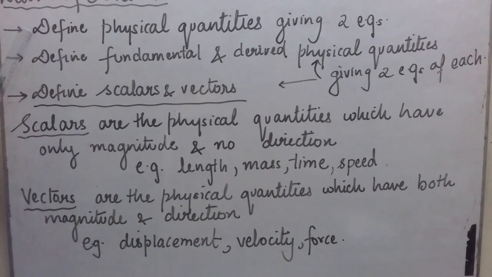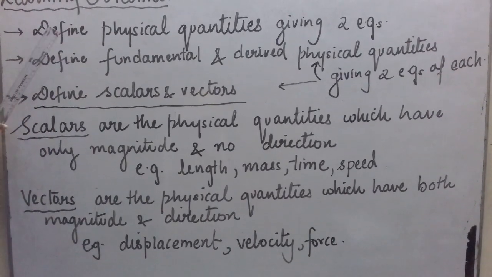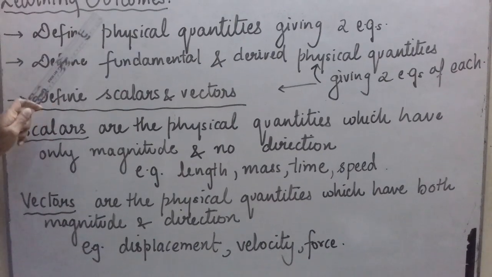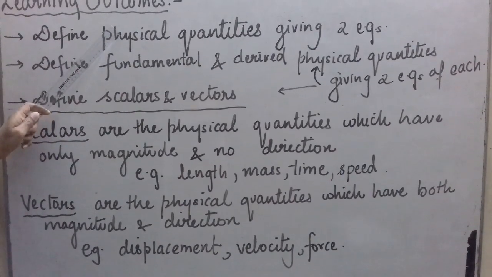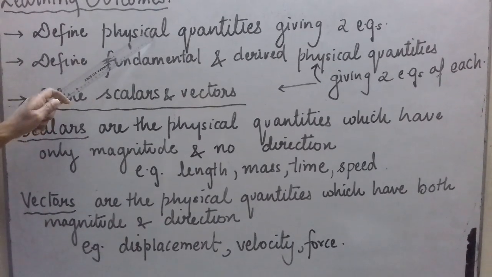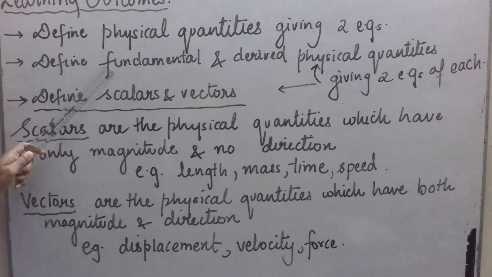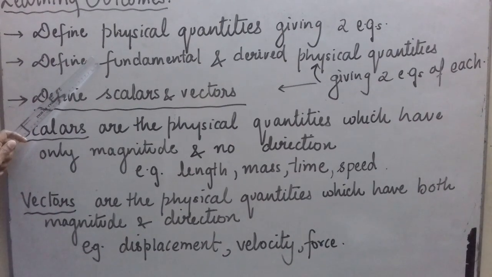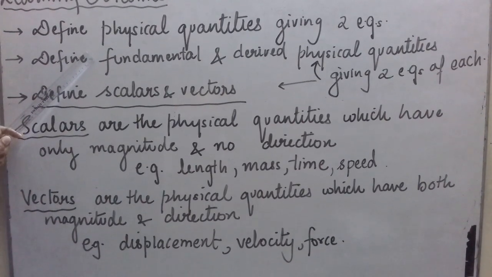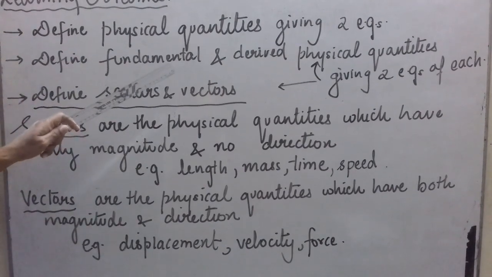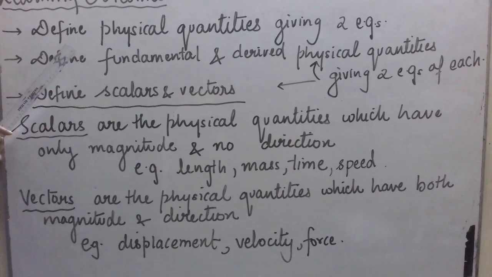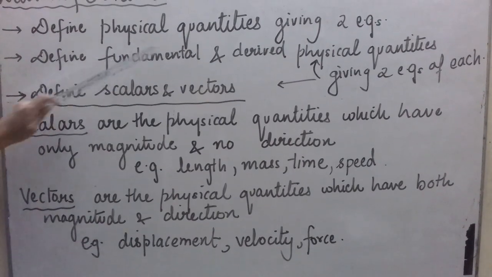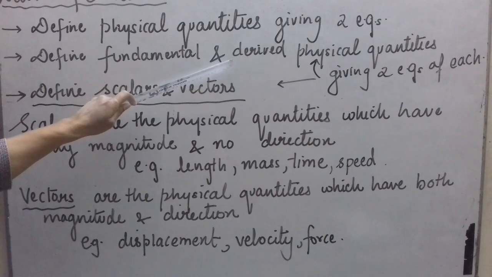Hope students, you have achieved the 3 learning outcomes of this video. First, define physical quantities giving 2 examples. Physical quantities are the quantities which can be measured directly or indirectly. Length, mass, time, these are examples of physical quantities. Define fundamental and derived physical quantities giving 2 examples of each. Fundamental quantities are the physical quantities which do not depend upon other quantities for their measurement. On the other hand, derived physical quantities are the physical quantities which depend upon other physical quantities for their measurement. Example of fundamental, length, mass, time. Example of derived physical quantities, area, volume.